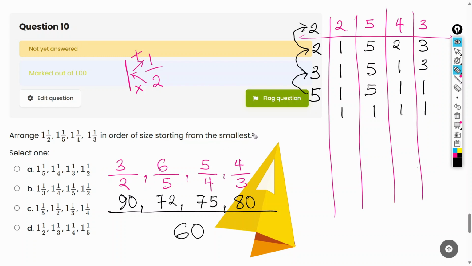So we are starting from the smallest. The smallest number here is 72. So that is 6 over 5. So this comes first. After 72, we have 75. That's 5 over 4. So this is second. After that, we have 4 over 3. So this is third. And then 90, which is 3 over 2. This is fourth. So one whole number 1 over 5, one whole number 1 over 4, one whole number 1 over 3, one whole number 1 over 2. Correct answer is A.